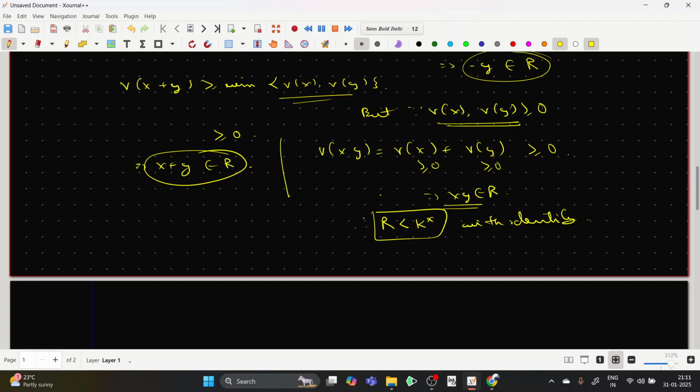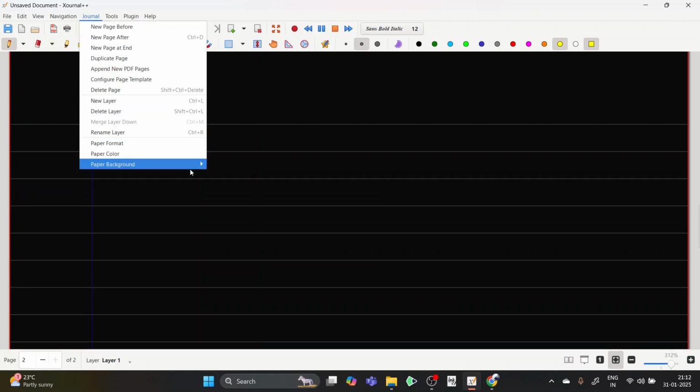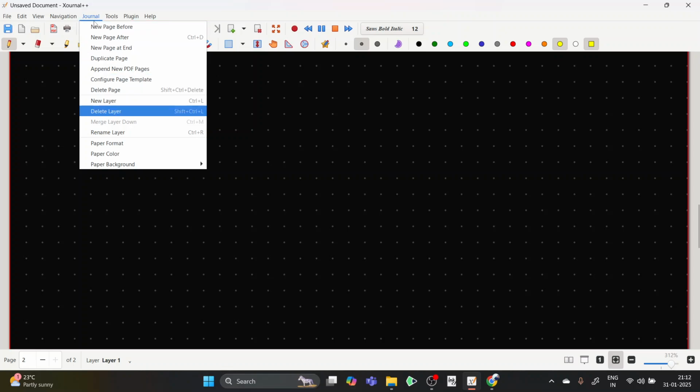I think I forgot to change the... okay. So let me just make it dotted, and let me make one more change. So I apply it to all the pages. Correct. Okay.